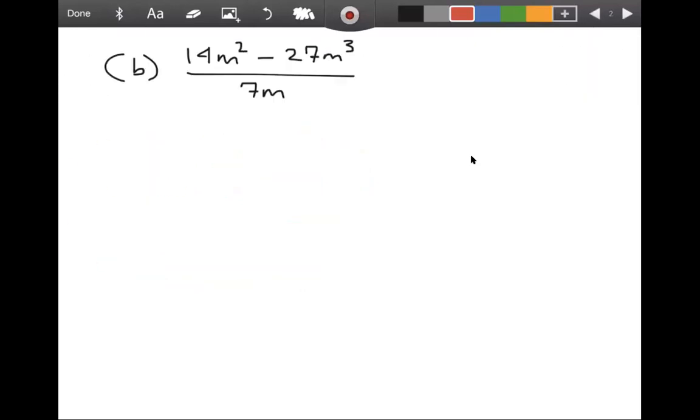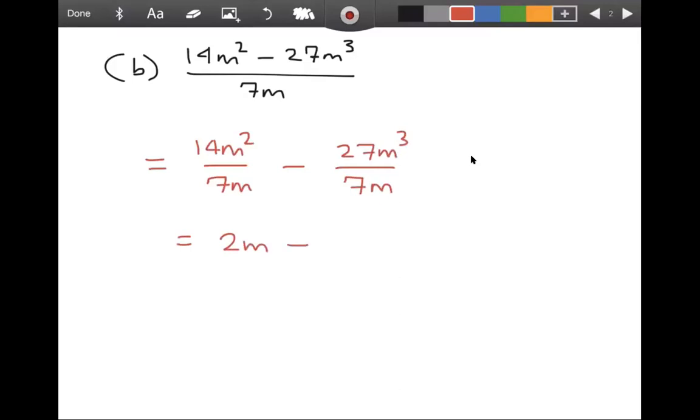Sometimes there will be a fraction in the answer, like in this one. So we're going to start this one the same way. We're going to make two fractions, each with denominator 7m. Numerators will be 14m squared and 27m cubed with a minus in between. 14m squared divided by 7m is 2m. And then 27 over 7, I can't simplify that, so I just leave it as 27 over 7. m cubed divided by m is m squared.